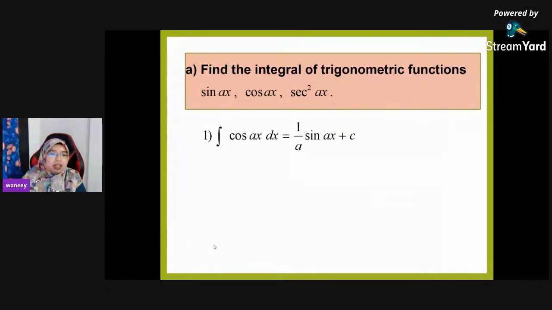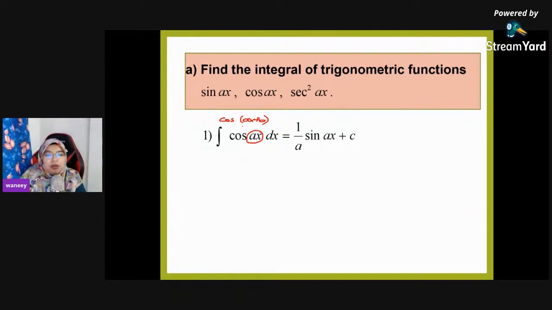Integrating a cos, it will become 1 over a sine of ax. Okay, this one is not necessarily ax, so you can have cos of ax plus b as well. So cos of ax plus b, if you integrate it, it will become 1 over a sine of ax plus b plus c. For me, in the basic rule I will write it with the constant as well.